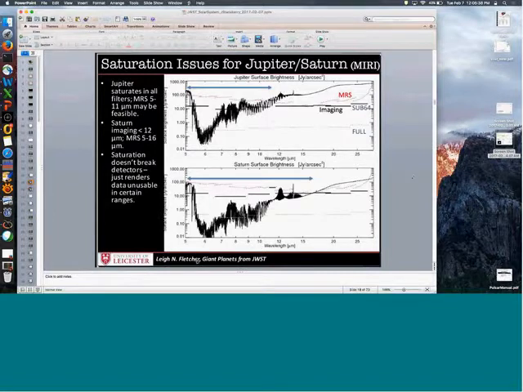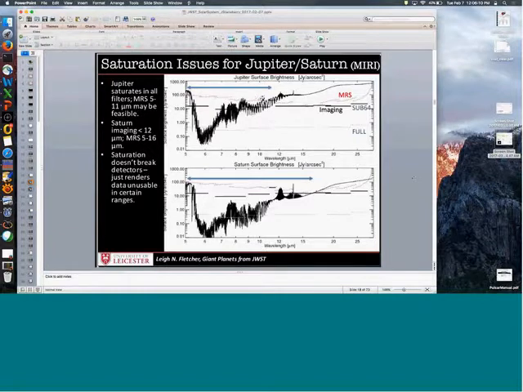Leigh Fletcher has done a really good job looking at the MIRI medium resolution spectrograph. This is the MIRI IFU bright limits for Jupiter and Saturn at the MIRI wavelengths. So here we're looking at 5 to 28 microns. So Jupiter imaging bright limits in a fairly small subarray are shown by these horizontal bars. So imaging, you'll saturate quite a bit.